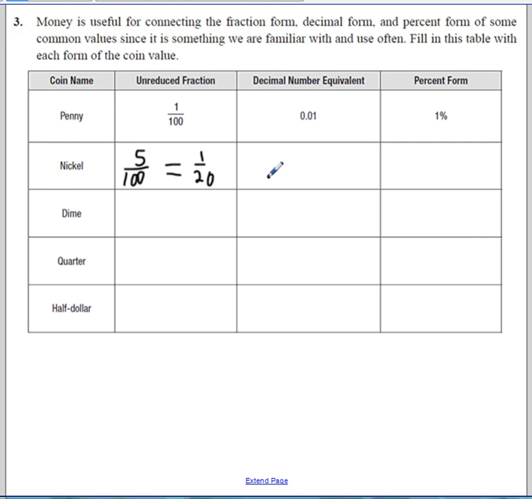And the decimal form of a nickel would be 5 cents or 0.05. And if we move the decimal 2 spaces to the right to change it to a percent, it would be 5%.